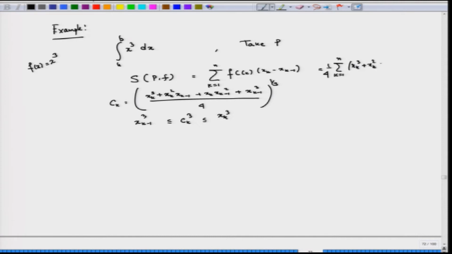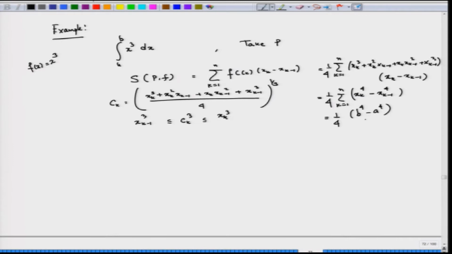the remaining terms, the whole thing into x_k minus x_{k-1}. This you can easily see is the summation over k from 1 to n of x_k to the power 4 minus x_{k-1} to the power 4, and so this is 1 by 4 of b to the power 4 minus a to the power 4. So, that is what is going to be the integral from a to b of x cube dx.